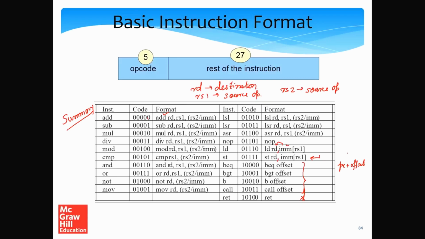So we'll essentially come back to both of these issues. One of them is the format of the store instruction, and the other is the offset in the branch instruction that we shall use. And the ret instruction is simple. It's a simple zero address instruction, so it doesn't take any arguments.